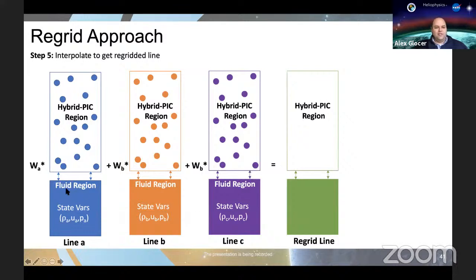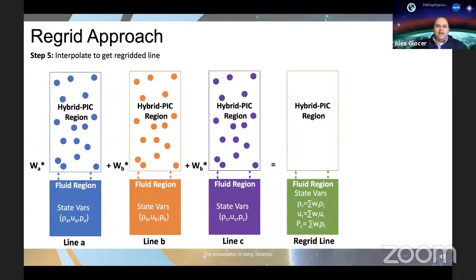And so for the lower region of the field line, which is all a fluid code, it's relatively straightforward. I can basically get my new state variables from my old state variables just by summing up the different vertices of the triangle and multiplying by the interpolation weight. So that's straightforward. But for the hybrid PIC region at high altitude, it's actually very challenging because, how do I interpolate the different particle solutions in order to form one combined particle solution?